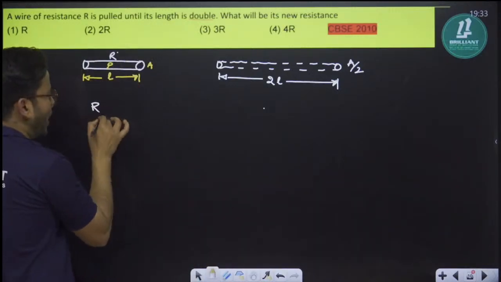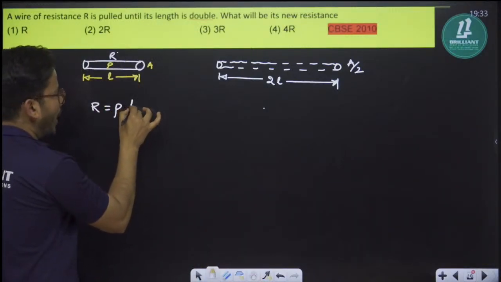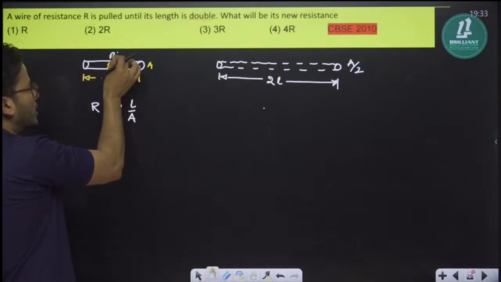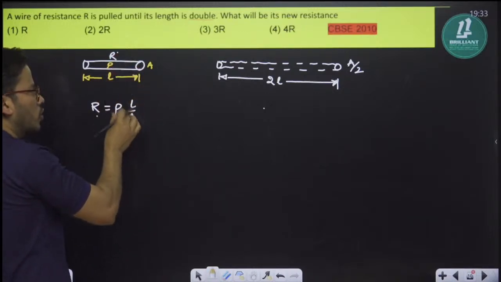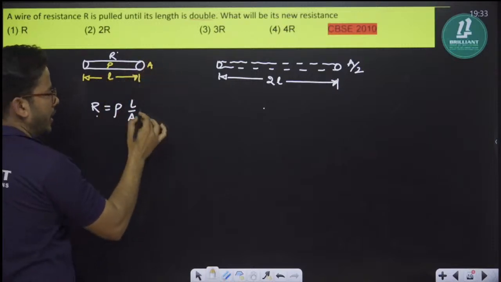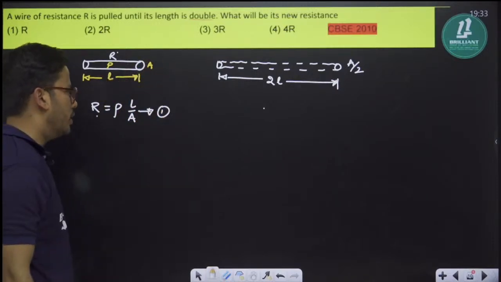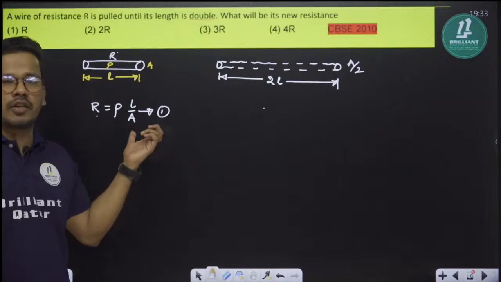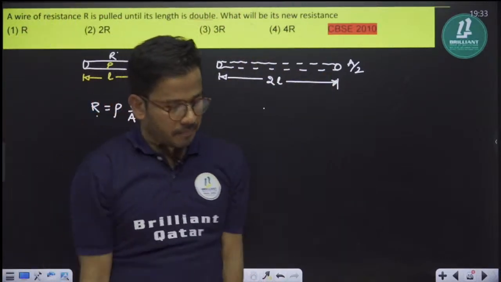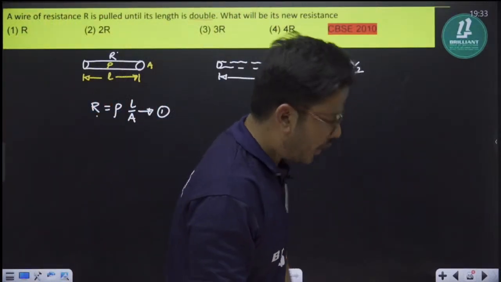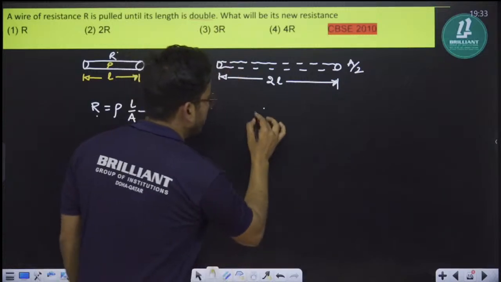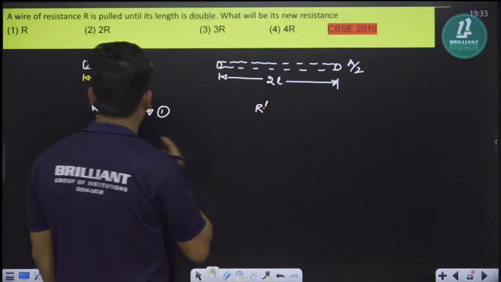If I apply this formula, R is equal to rho L by A. What is the value for resistance over here? Resistivity is rho, length is L, and area is A itself. So I can't do anything apart in this equation, so I'm just keeping it as equation number 1. Then here, the new resistance is going to change.